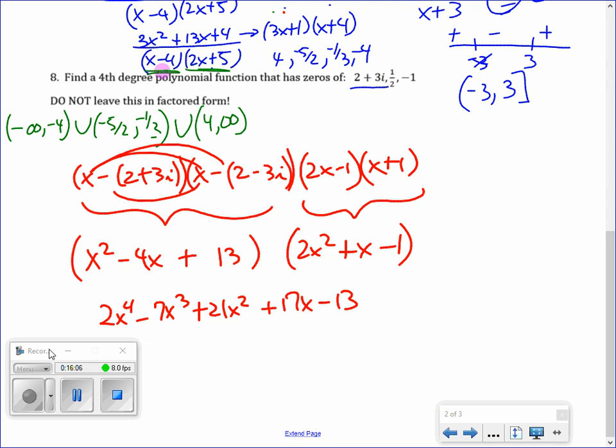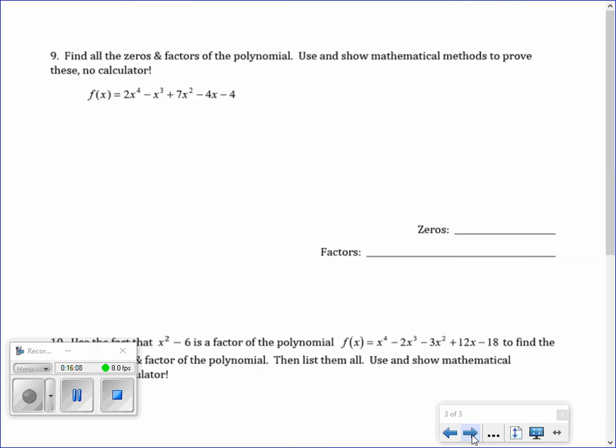All right, on to the last page. So here I'm finding all the zeros. I'm not going to use my calculator at all. Get it?